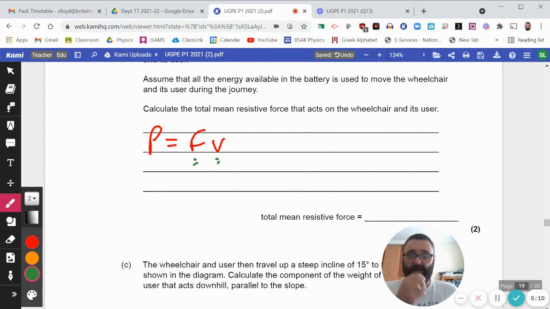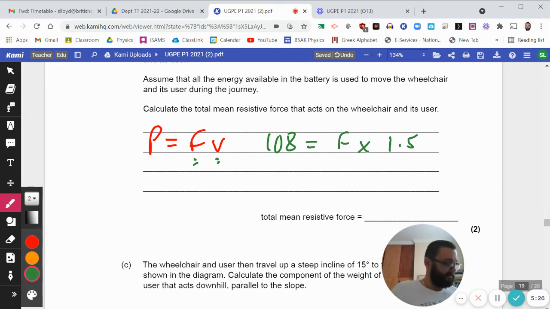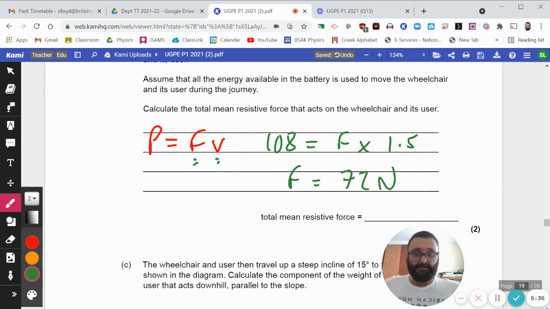Yeah, simple. Right, now the power is, we're going to use our value of 108. That's equal to the resistive force F multiplied by the speed of 1.5. Now that gives us a resistive force of 72 newtons. Okay. Mean, because obviously this is assuming it's going to be a constant speed.